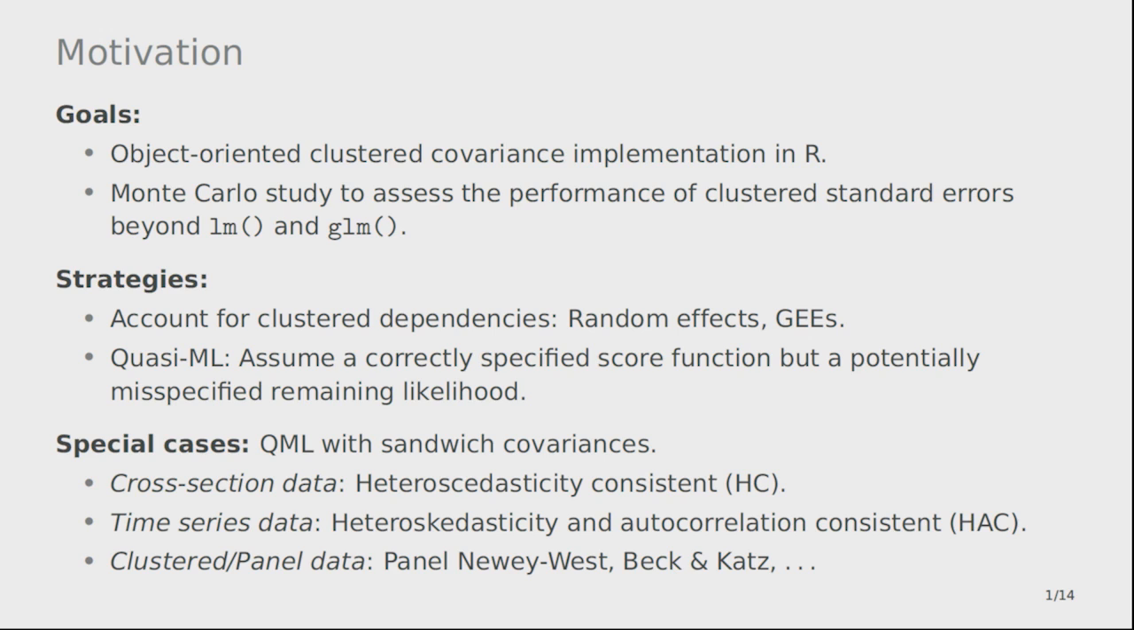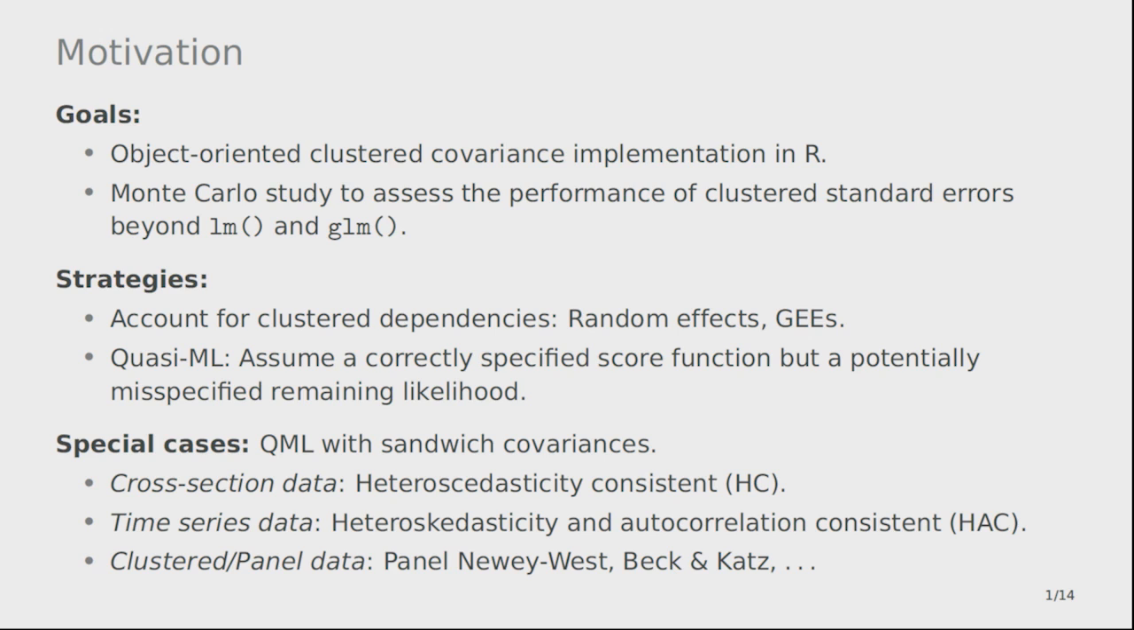There is a range of popular strategies dealing with cluster dependencies in regression models. Especially random intercepts are often introduced to capture unobserved cluster correlations, or as an alternative, generalized estimating equations are also able to account for such correlations. Another prominent approach, especially in econometrics and the social sciences, is to assume a quasi-maximum likelihood estimation that assumes a correctly specified score function, but a potentially misspecified remaining likelihood due to a lack of independence, as is the case in cluster correlations.